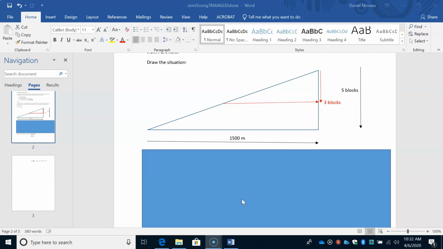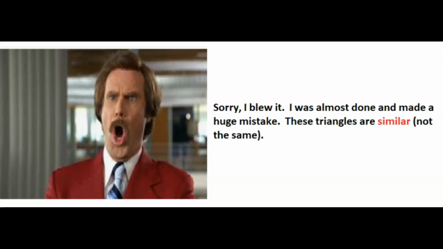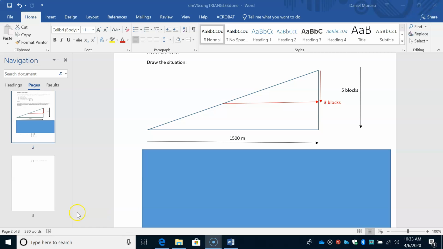However, if we want to be more formal, this angle and this angle are the same, this angle and this angle are the same. The angles are the same, the triangles are the same. Sorry, I blew it. I was almost done and I made a huge mistake. These triangles are similar. Same by angle-angle similarity.